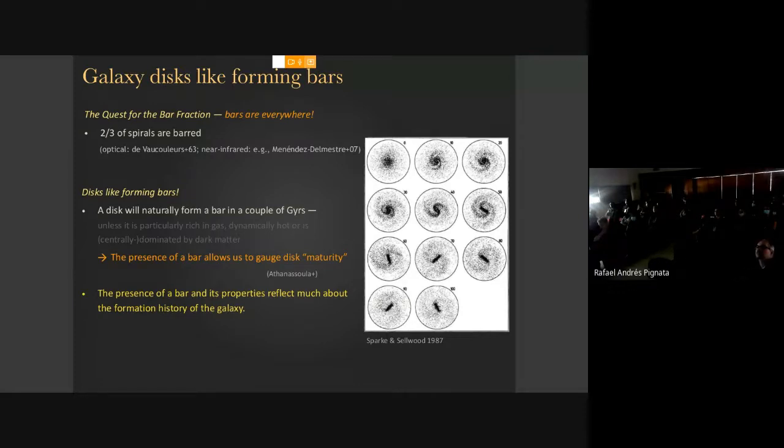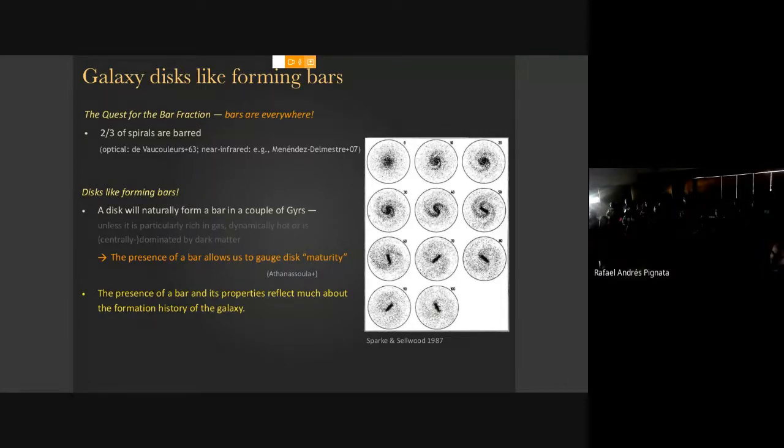So the presence of a bar tells you that the conditions in the disk were fine to form a bar. And if there is no bar in a disk, the culprits usually are that it's too gas rich, and by gas rich, I mean higher than 60% mass of the gas to the mass of the stars. Or it's dynamically hot. You can think of it very simply: instead of being very rotationally supported, it has quite a bit of dispersion. Or also it's a highly concentrated dark matter halo.